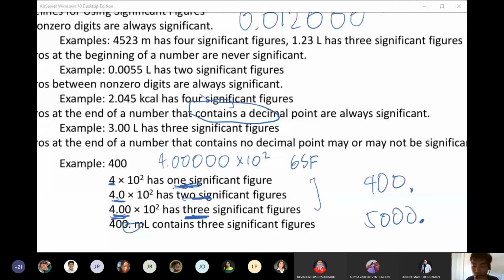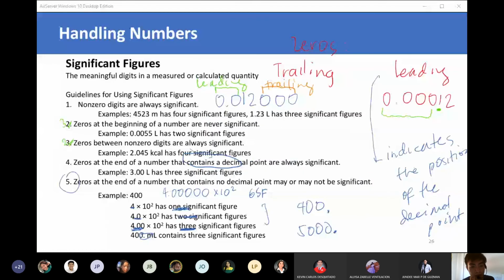So that's how we deal with significant figures. So those are our rules. You can take a screenshot so we can proceed with the last slides.